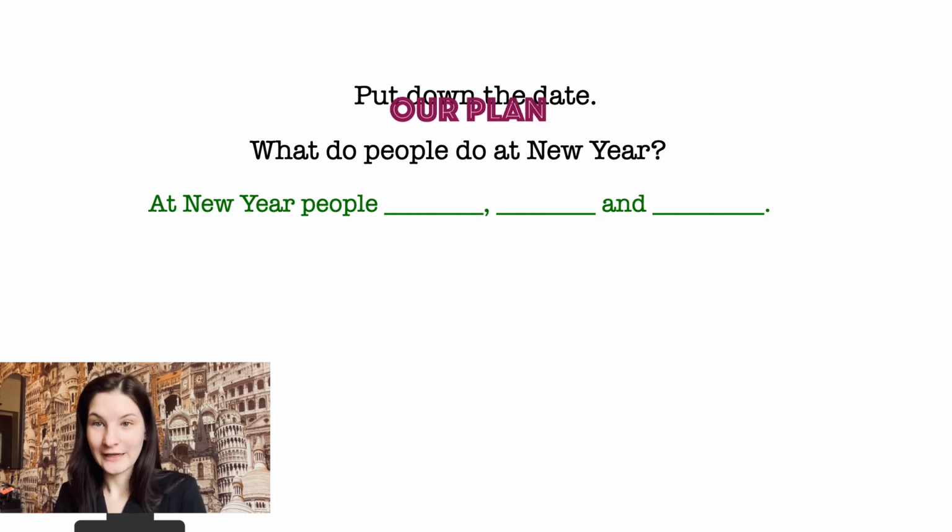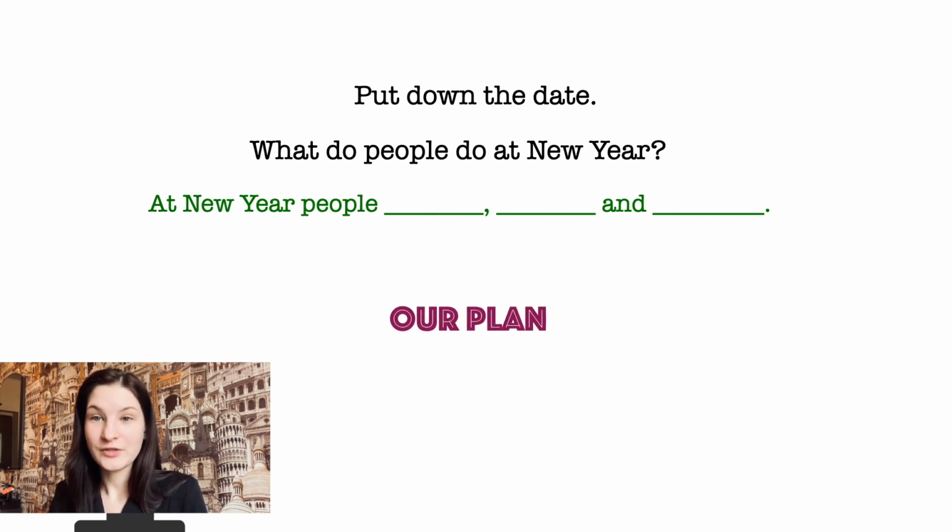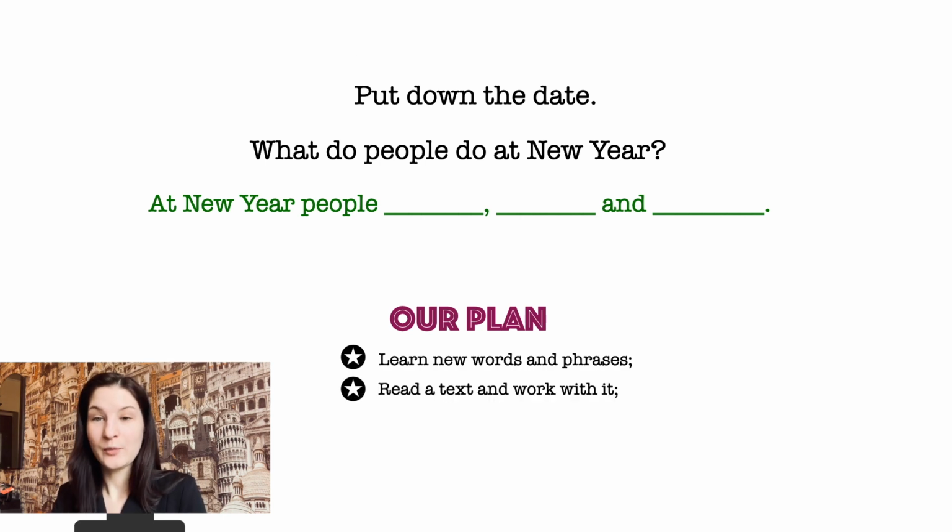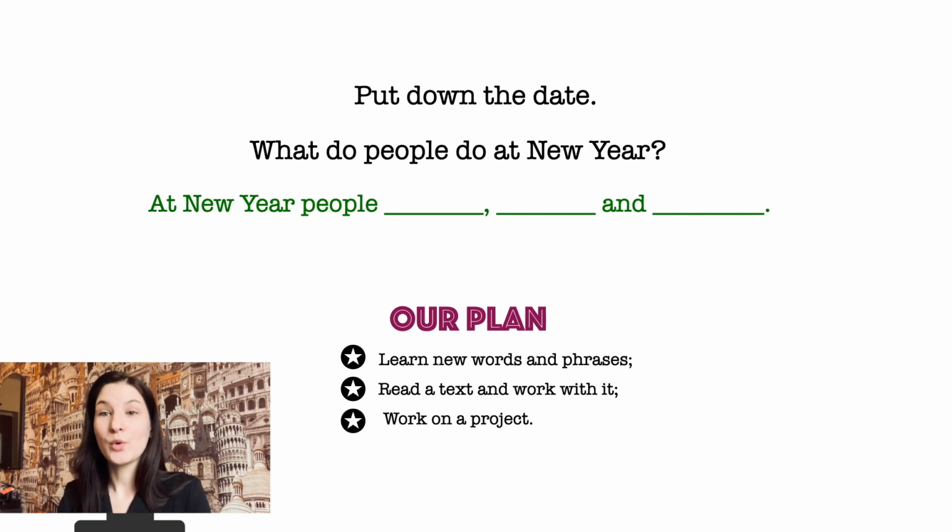And let's discuss our plan. Point number 1. Today we'll learn new words and phrases. Point number 2. We'll read a text and work with it. Today is our last text on this topic. And point number 3. Work on your own project. And as usual, I will give you an example first. So let's get started. I'm very excited.